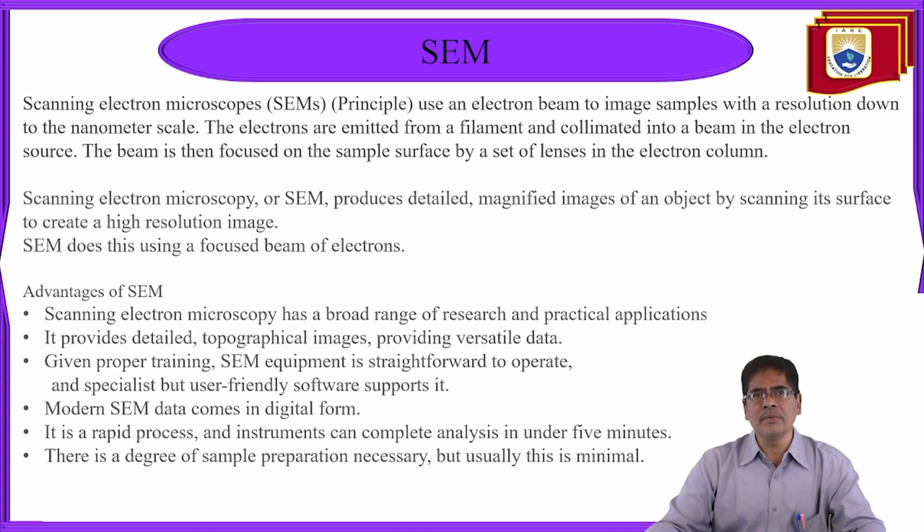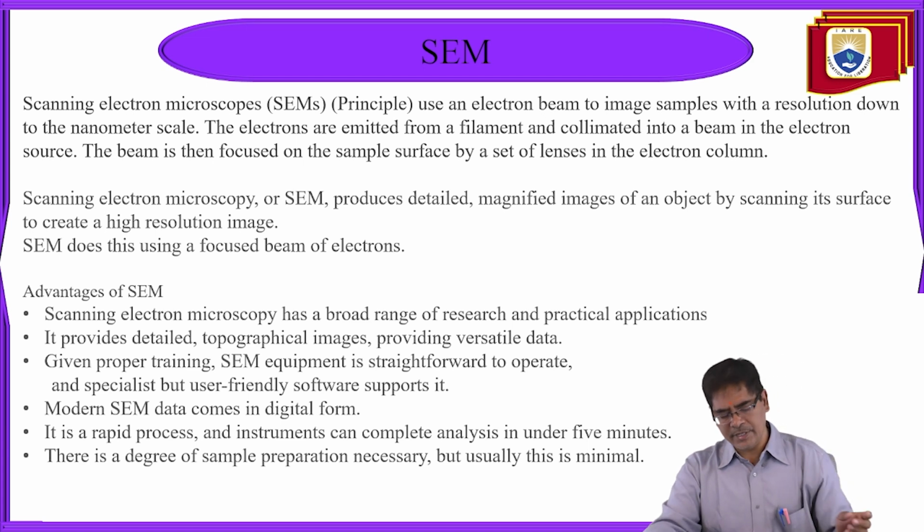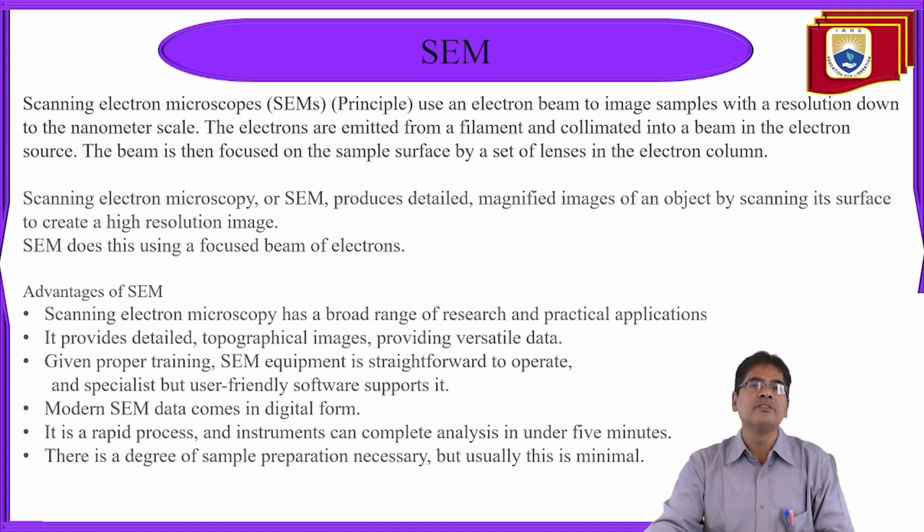So the advantages of SEM: scanning electron microscopy has a broad range of research and practical applications. It provides detailed topographical images, providing versatile data. Given proper training, SEM equipment is straightforward to operate, and specialist but user-friendly software supports it. So modern scanning electron microscopy data comes in digital form. It's a rapid process and instruments can complete analysis in under 5 minutes. There is a degree of sample preparation necessary, but usually this is minimal, right?